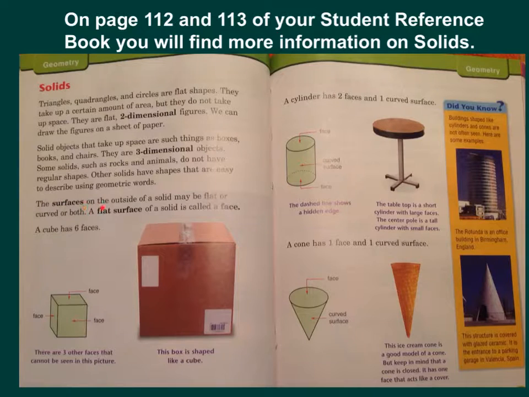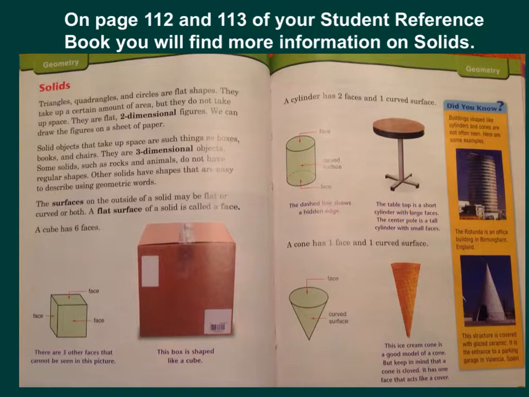The surfaces on the outside of a solid may be flat or curved or both. A flat surface of a solid is called a face. A cube has 6 faces. And it's showing you a box which is shaped like a cube. And you can see the faces here. A cylinder has two faces and one curved surface. So here's your curved surface and here are your faces.